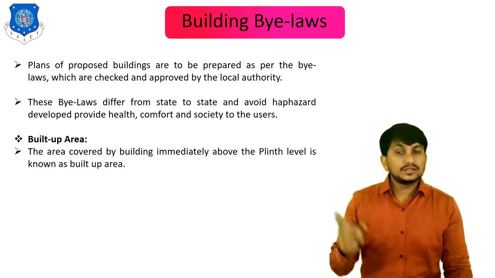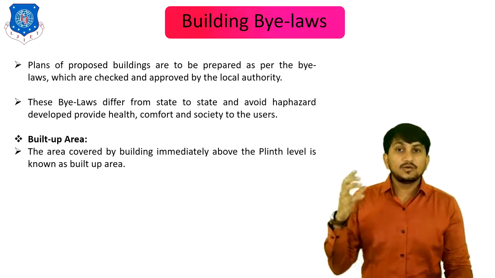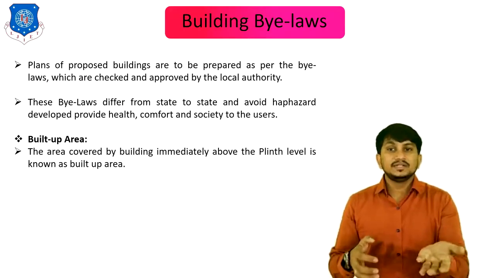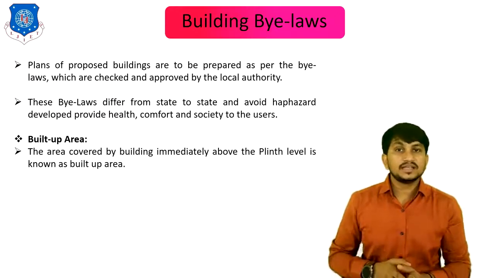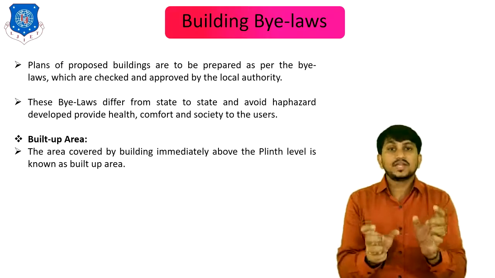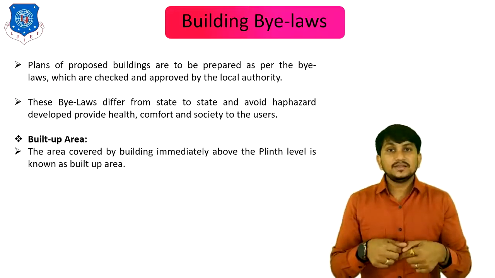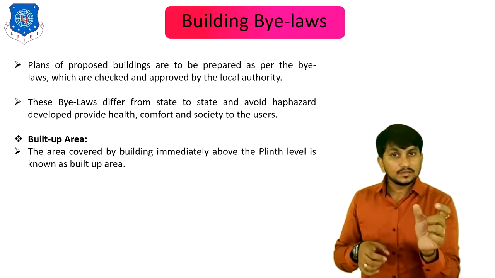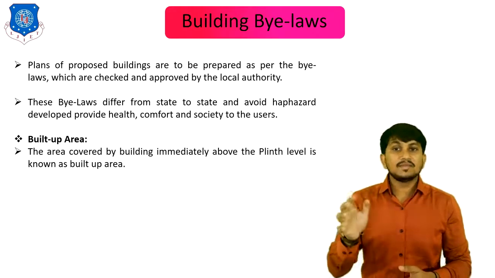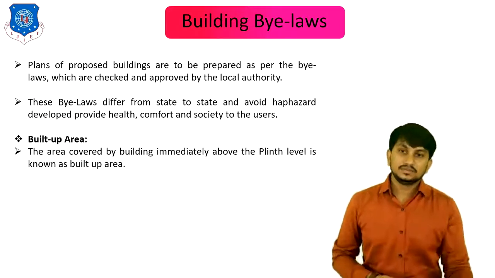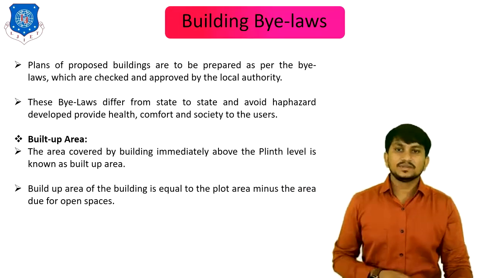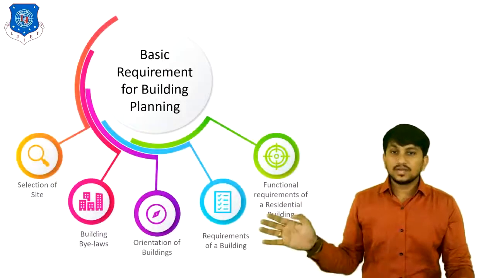In building bylaws, one term is built up area. So what is built up area? The area covered by a building immediately above the plinth level is known as built up area. Or you can say built up area is the summation of carpet area plus the thickness of the walls. Carpet area is the usable area. If you add the thickness of the walls to the usable area, you get built up area. It is the area covered by the building immediately above the plinth level, and it is equal to the plot area minus the area due to open spaces. That's all about building bylaws.